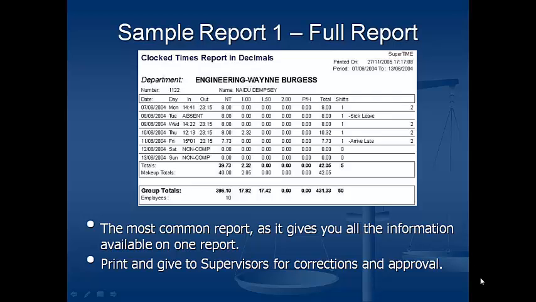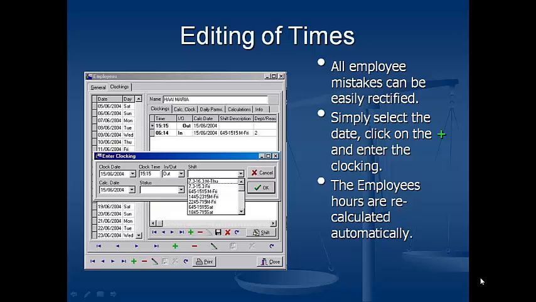Sample report 1, full report. The most common report as it gives you all the information available on one report. Print and give to the supervisors for corrections and approval. Editing of times. All employees' mistakes can be easily rectified. Simply select the date, click on the plus and enter the clocking. The employees' hours are recalculated automatically.